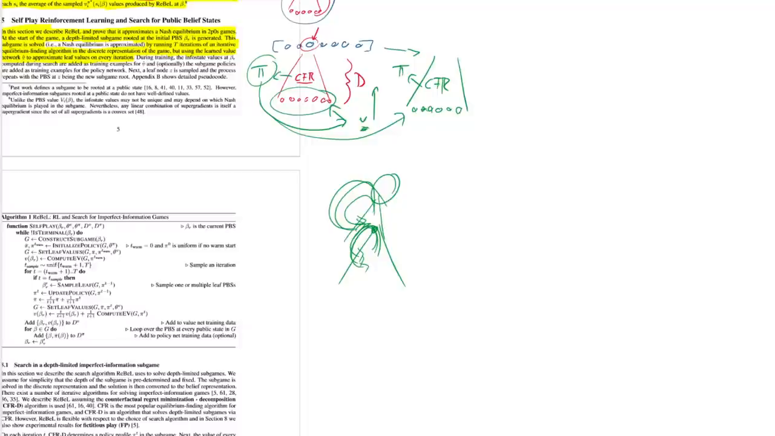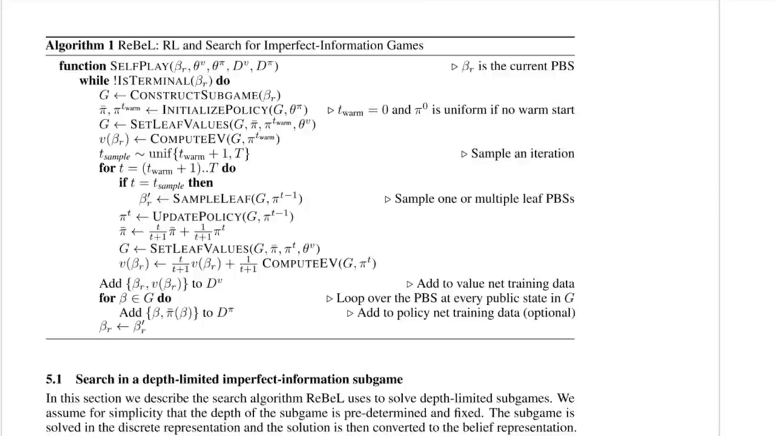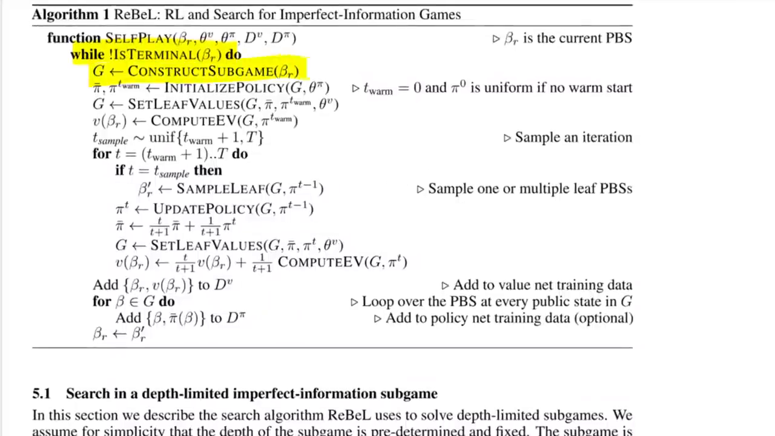It is the price we have to pay for solving the game in the discrete representation, because we can't solve it in the belief representation because it's too big. There, we would only have to solve it once, but here we have to solve it multiple times. So this is the entire algorithm right here. You can see while we're not in a terminal state, we're going to construct a subgame and initialize some policy. And then for each step, we also set the leaf values. So this setting of leaf values is simply forwarding: if I know the policy, I can set the leaf values using my neural network, right?